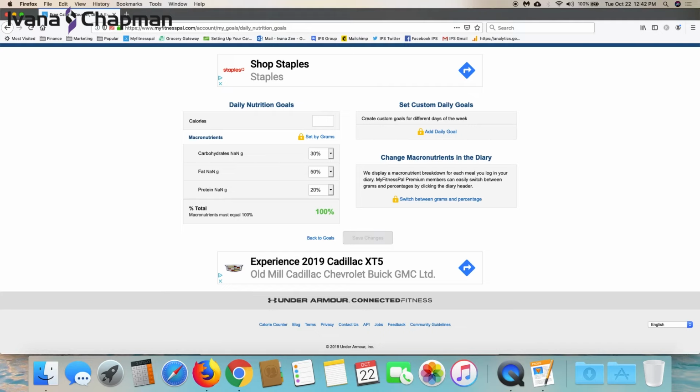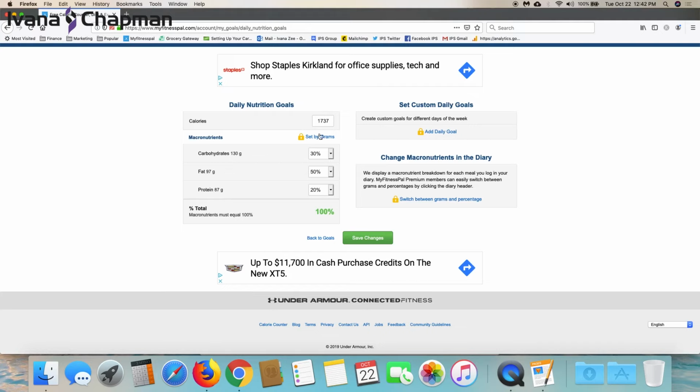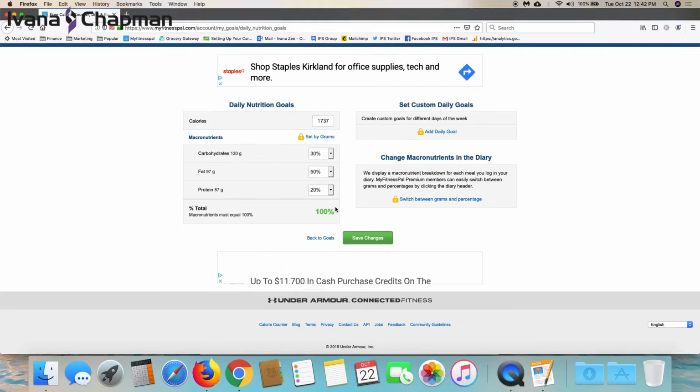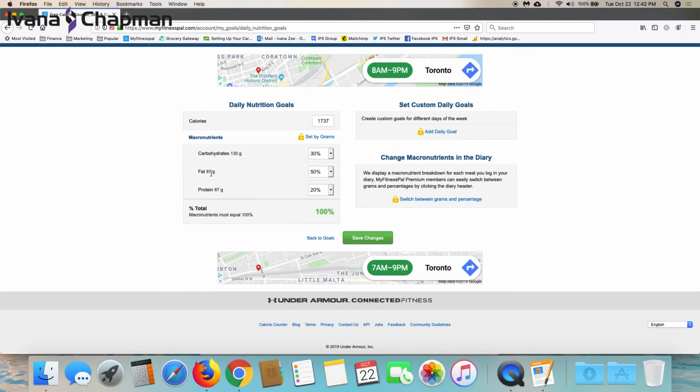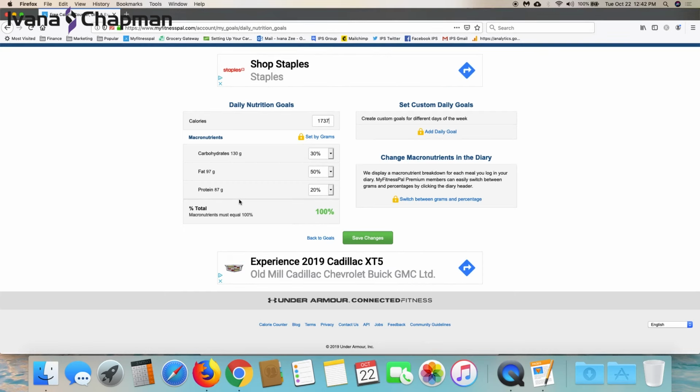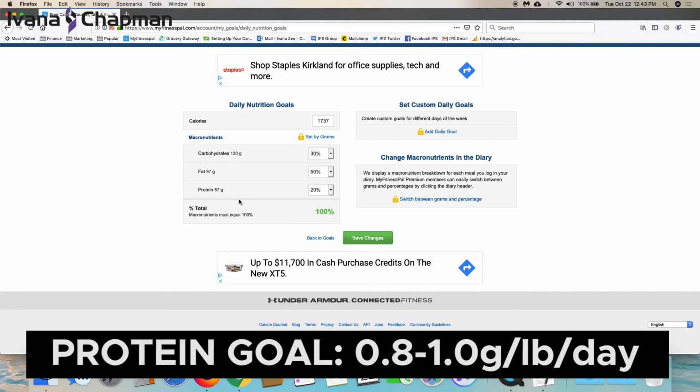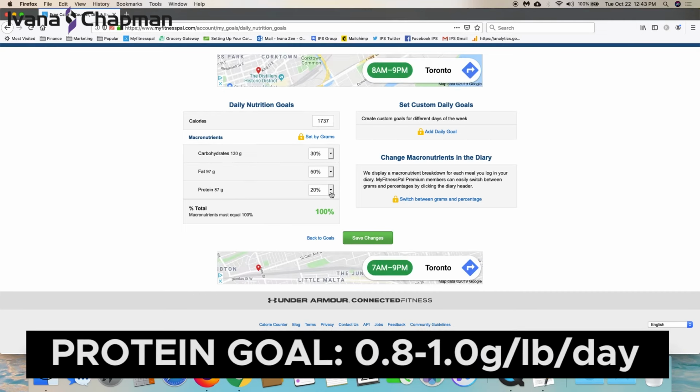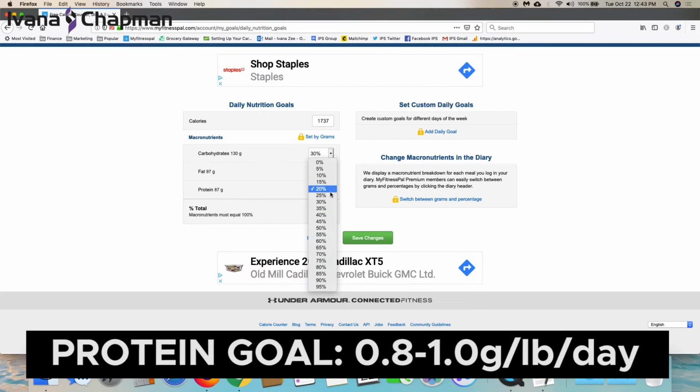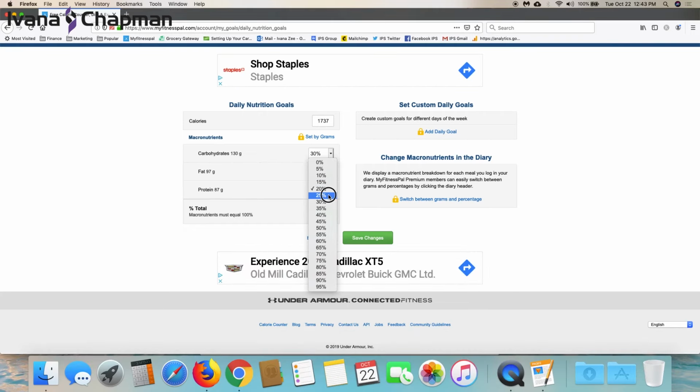You go back to MyFitnessPal, 1737 is the calories, and then you see that it's still at 100% here, but the protein is a little lower than we want. So we start off everything with the protein goal. And we said she's 150 pounds right now. And so we're going to need to increase this a little bit.